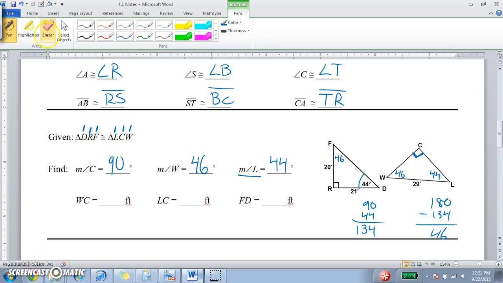Okay, now WC. So W and C are the last and middle letter in this statement. So I need to match up the last and middle letter in this statement. So R and F. Our F is 20, so WC also has to be 20. LC, so LC is the first and second, DR is the first and second. It tells me DR is 21, so LC is 21. FD, first and last letter here are L and W. So LW, it says, is 29, so FD is also 29.